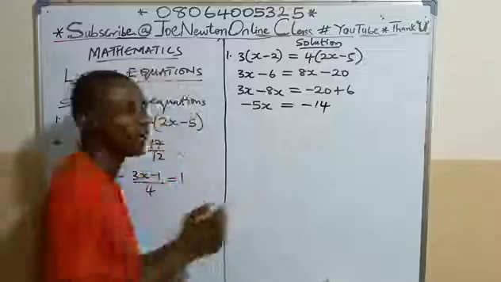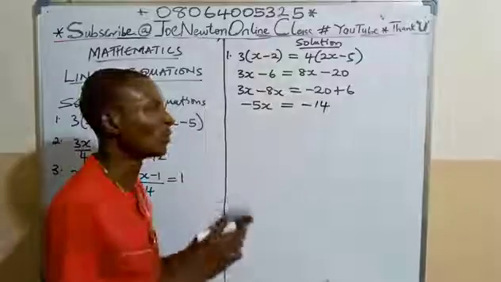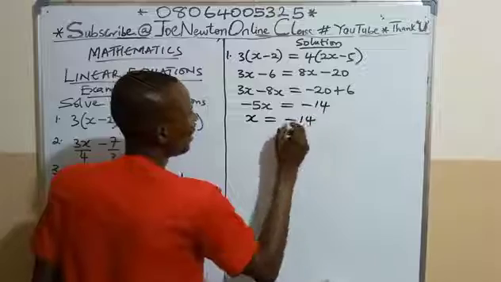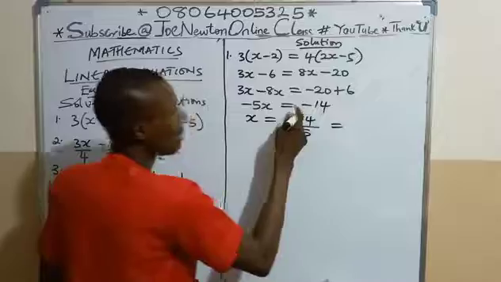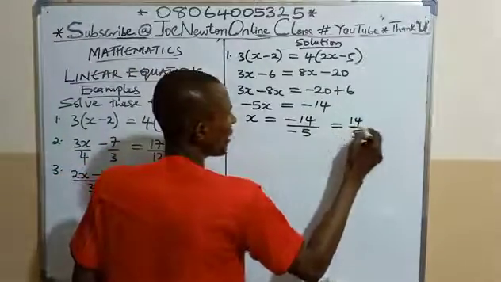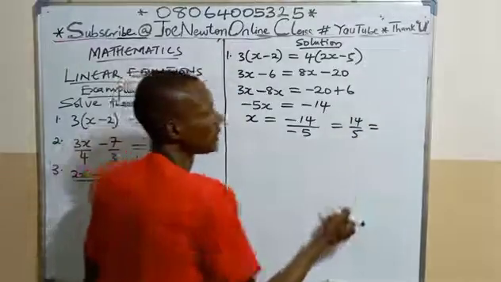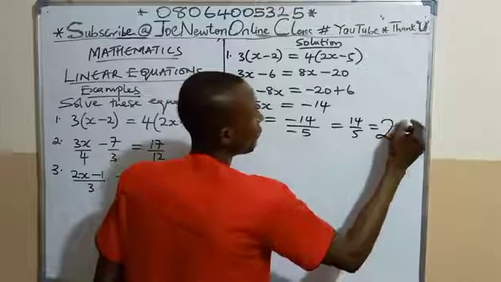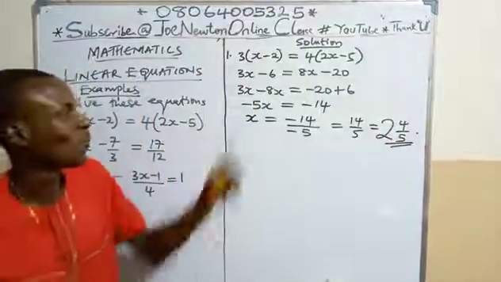Then what do we do now? We divide both sides by the coefficient of the unknown, that is x. Divide both sides by the coefficient of the unknown. Then we have that x equals minus 14 divided by this minus 5. Then we know that minus divided by minus gives us what? Plus. So we are left with 14 over 5. It is an improper fraction. So 5 into 14 will give us 2 whole number, remainder 4 over 5. That is the answer to that particular question.